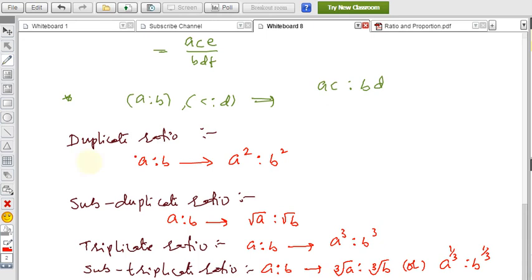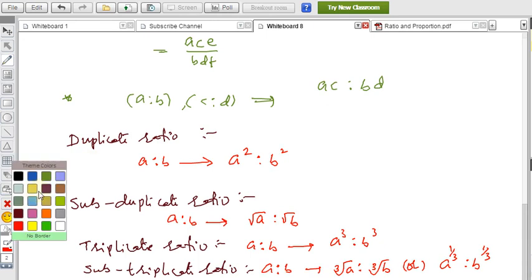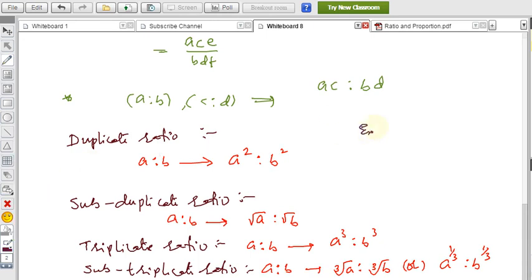From the examination point of view, you'll get questions. For example, 2 is to 3 is the ratio. So its duplicate is 2 square is to 3 square, that is 4 is to 9. So 4 is to 9 is the duplicate ratio of 2 is to 3. Vice versa also: if it is A square, B square, then A is to B is the duplicate ratio in reverse. These four you just try to remember.